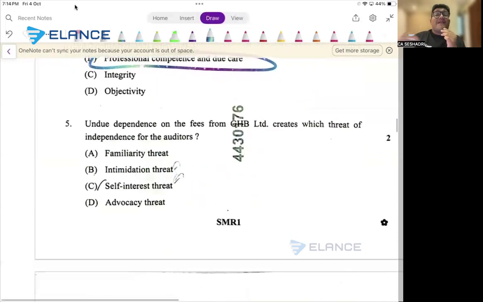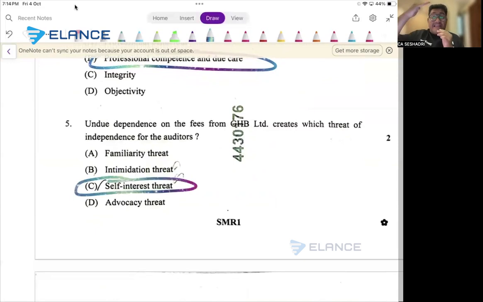Next, undue dependence on fees. Oh my God, self-interest. Because in the textbook, 11th chapter, for each type of threats, there are some examples. In class, I used to tell, please go through that because that itself they can convert into MCQ. In this case also that has happened. Textbook examples, they have converted into MCQ.